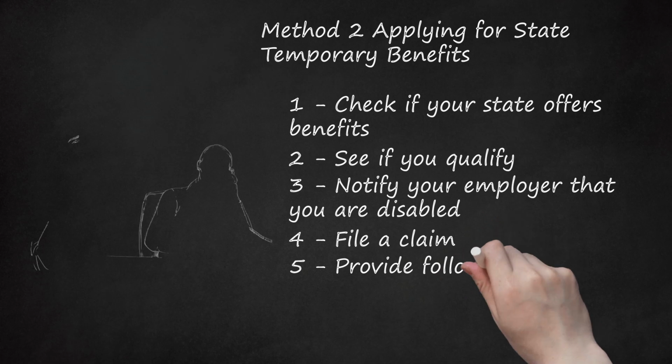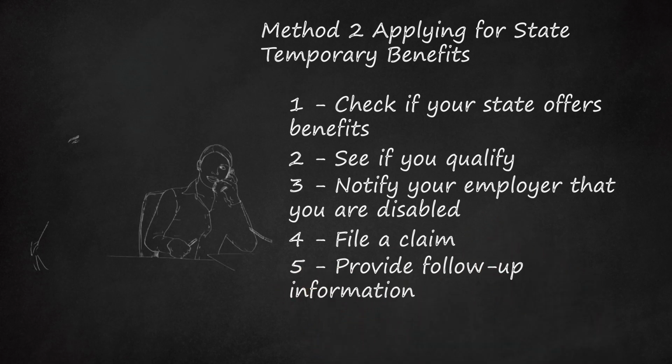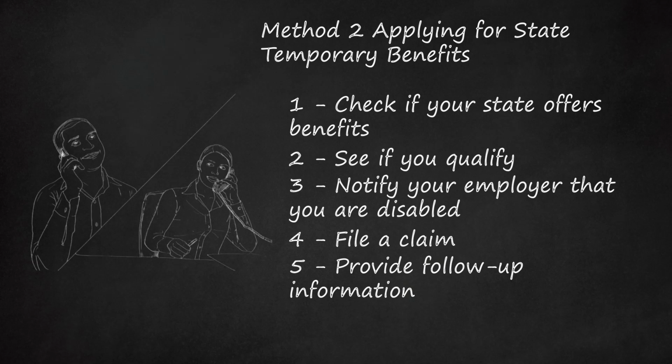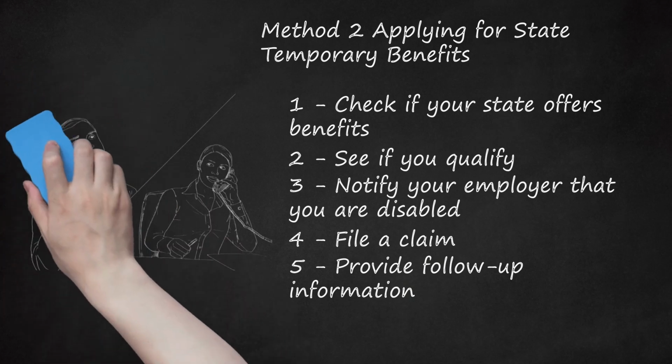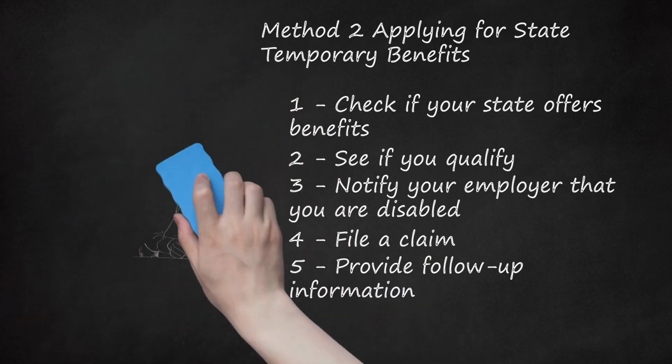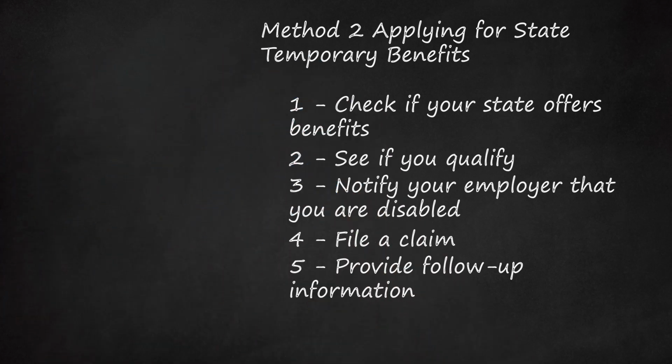5. Provide follow-up information. You may be contacted to provide additional information. You should respond as soon as possible so that there is no delay in processing your claim. Otherwise, a determination should be made quickly, depending on your state. In Hawaii, determinations are made within 90 days. Check with your state's Department of Labor.